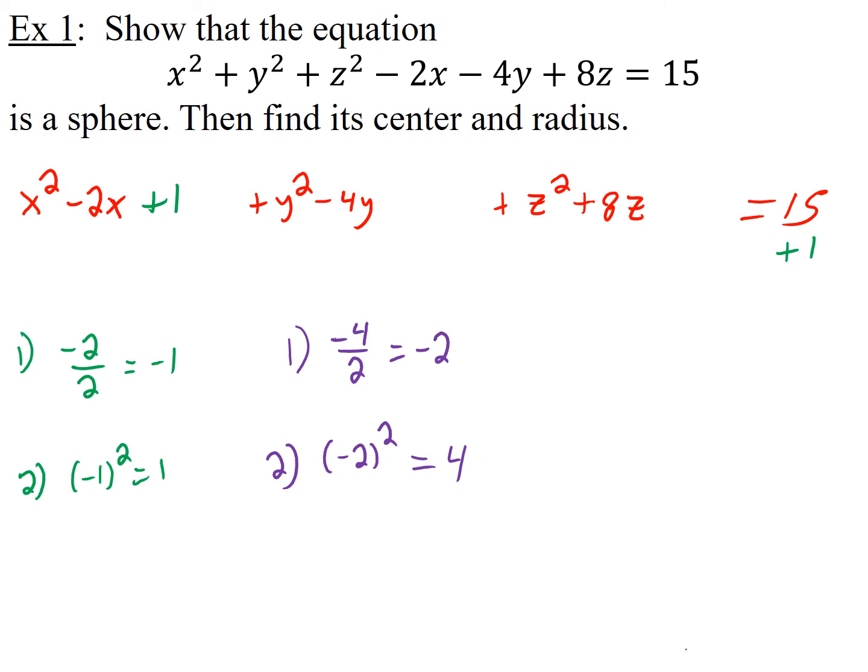So that means the right number to add here is a 4. You add 4 here. But again, you can't just add 4 to the left side of the equation and nothing else, because then you've changed the equation. So I have to add 4 on the right side here like this.